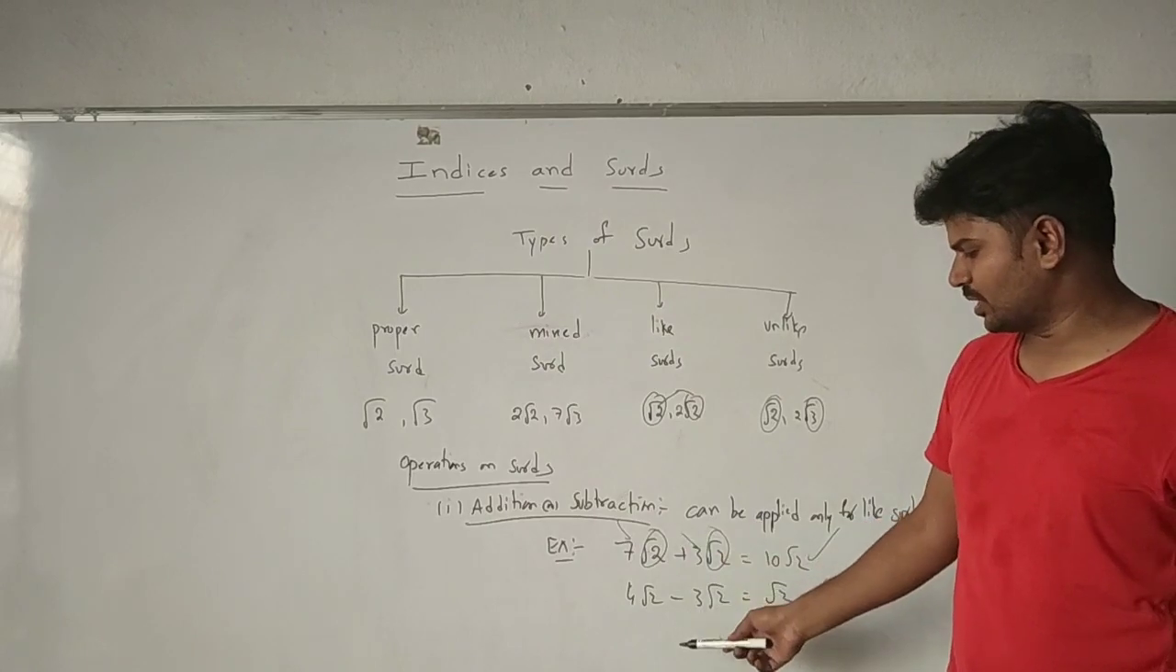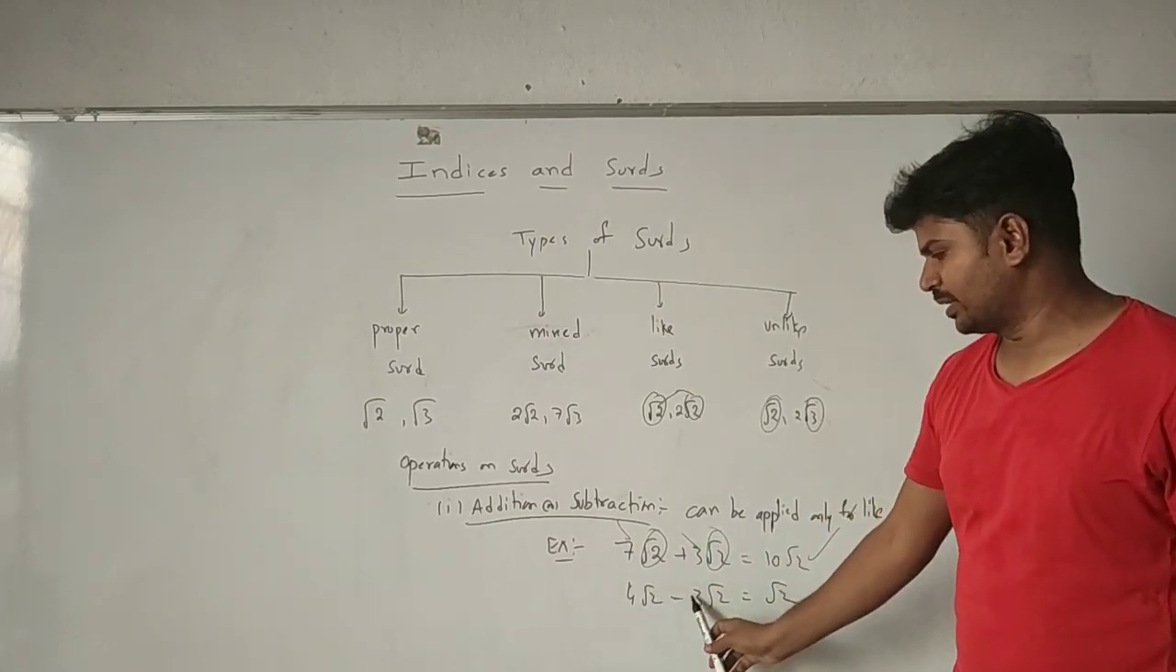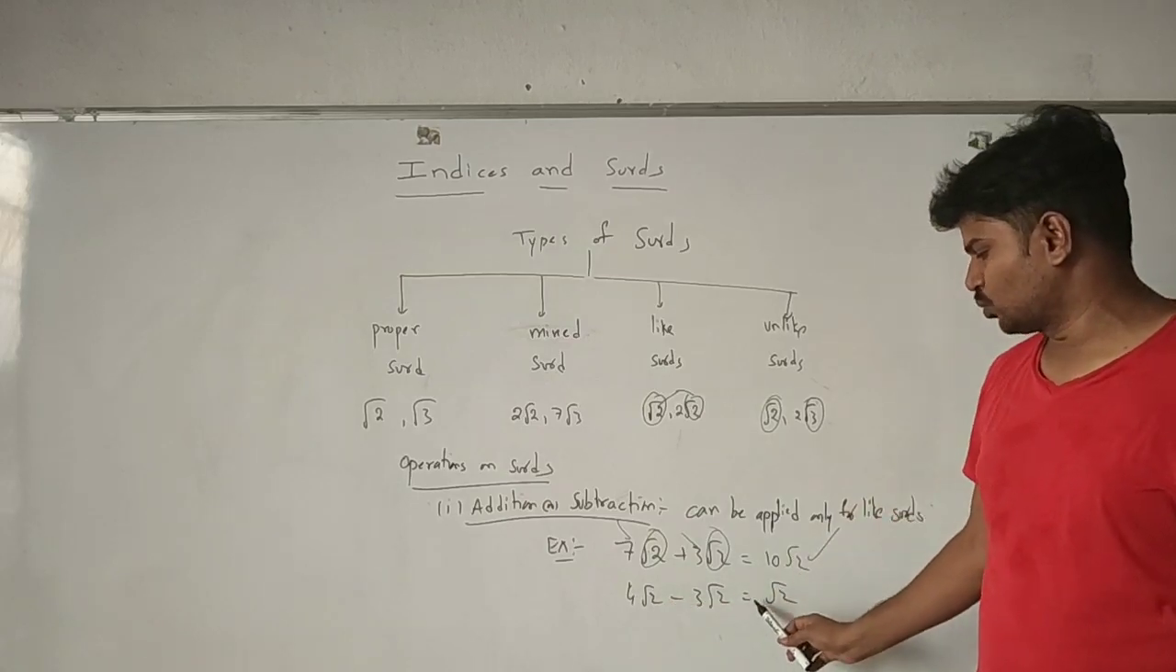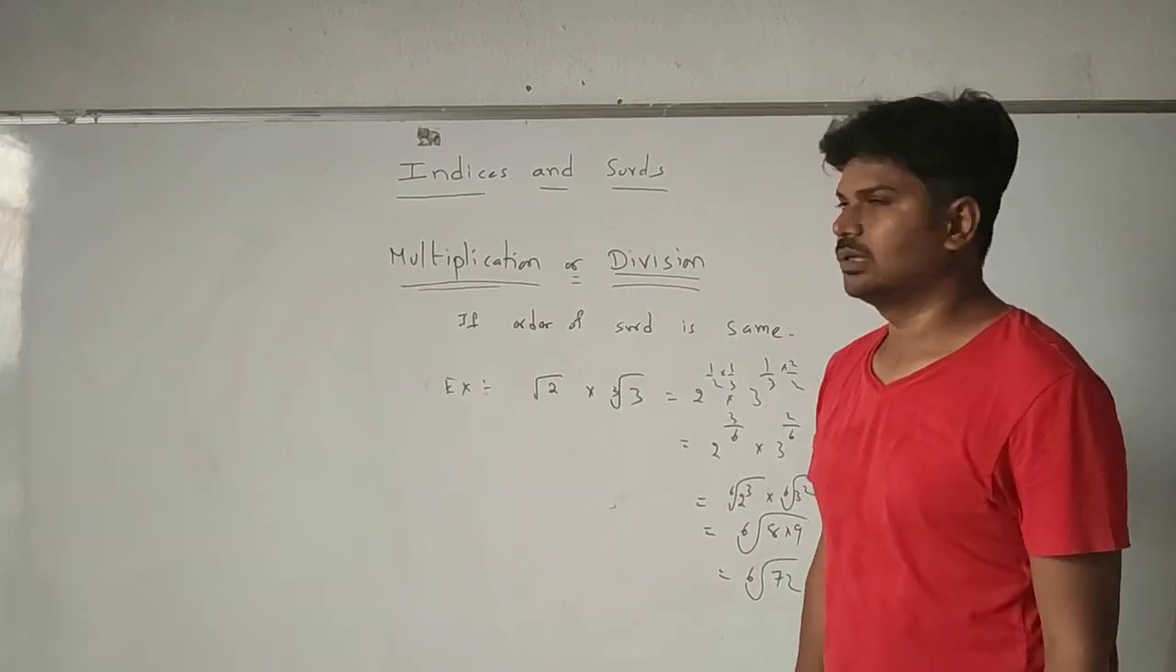Okay. When you apply subtraction also, the same surd root 2 is there. So only this factor has to be included. Like 4 minus 3, it is 1. 1 means root 2. Like this we have to do for addition or subtraction.